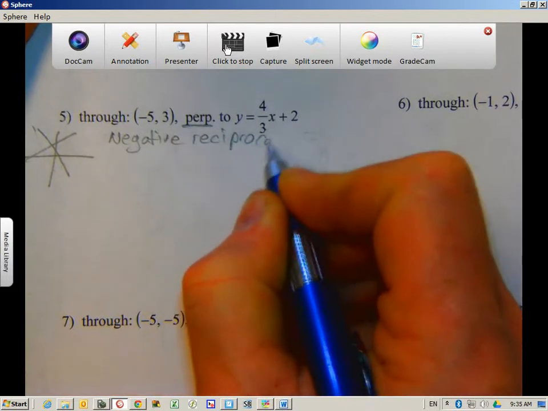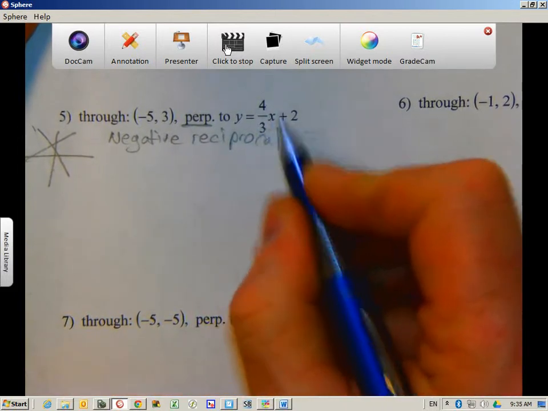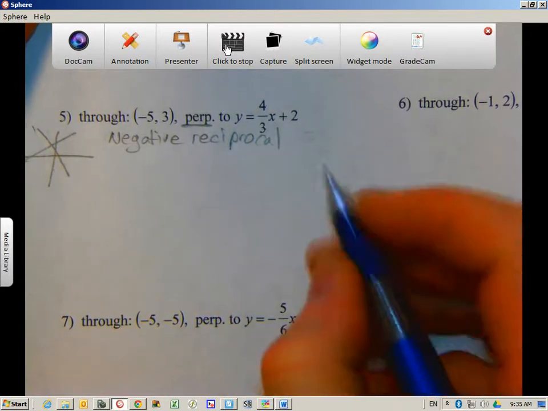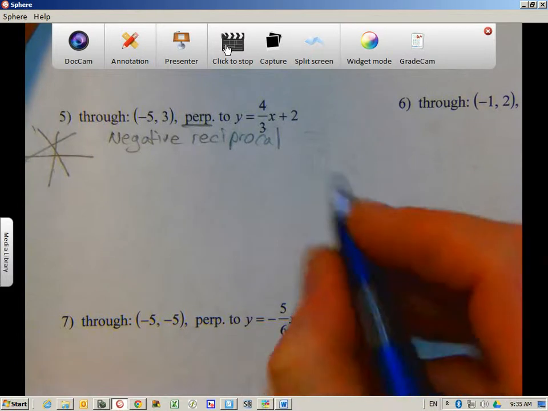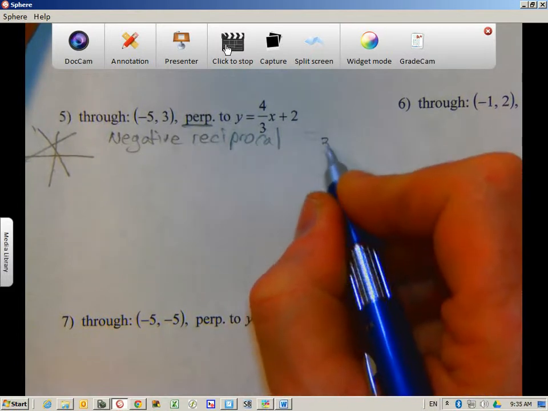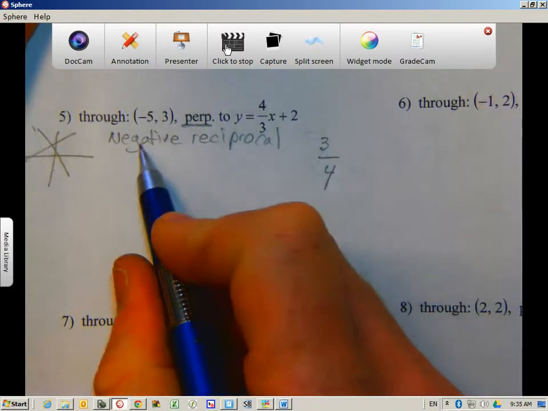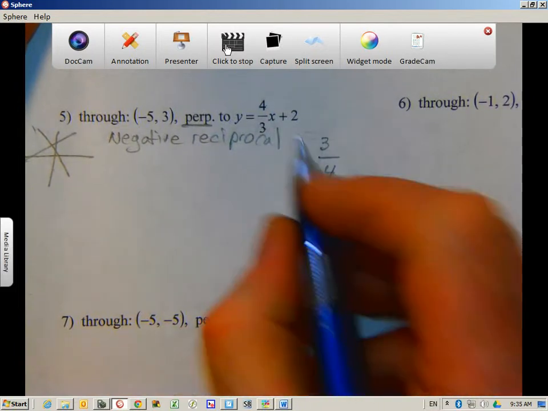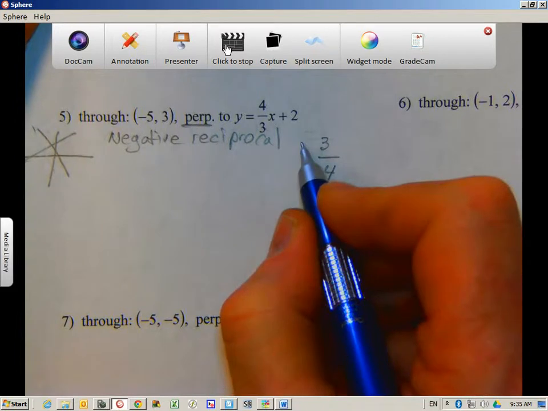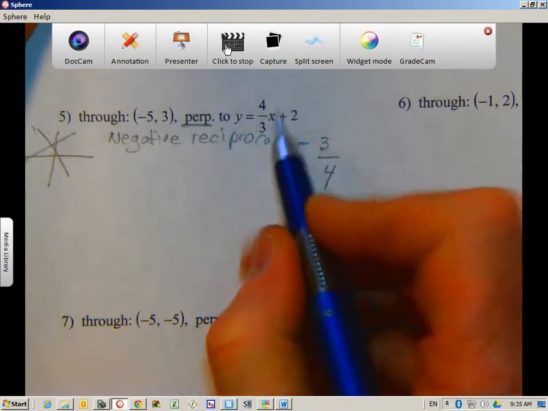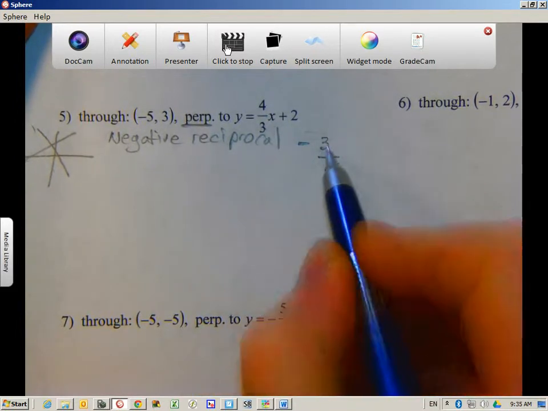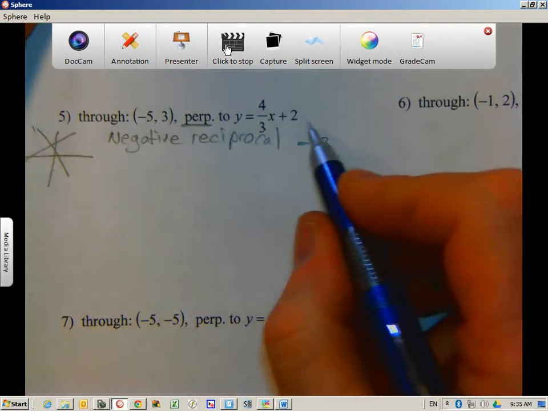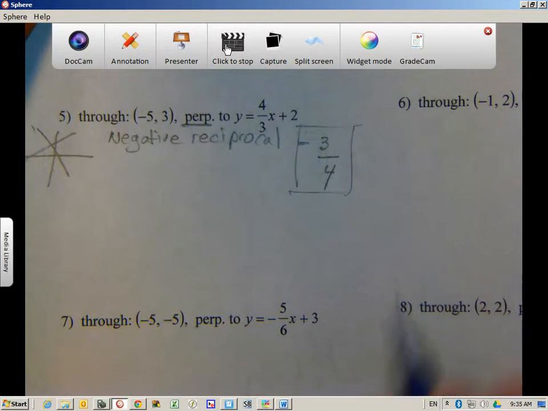And the negative reciprocal is the number that you multiply this by to get 1. So if this is 4 over 3, my reciprocal is going to be 3 over 4. But I need to take the negative reciprocal, which is to say take whatever sign this is and change it. This is currently positive, so I'll change it and make it a negative. If this were a negative, I would make this a positive. They're both negative reciprocals of each other. This is the slope of the line that I'm looking for.